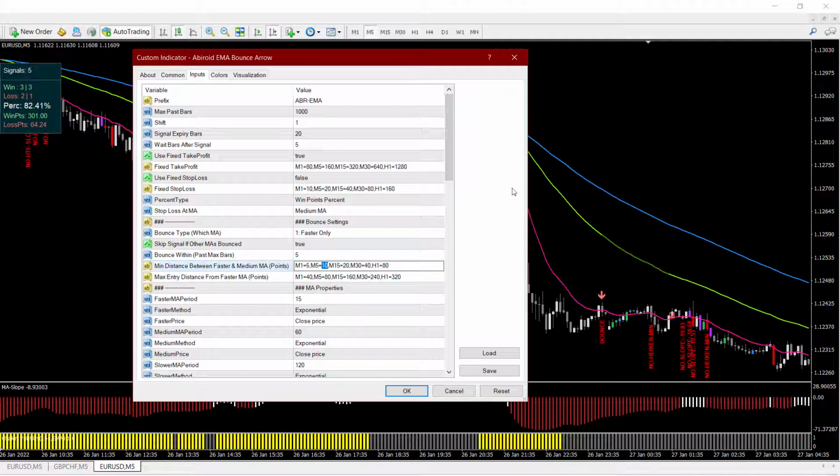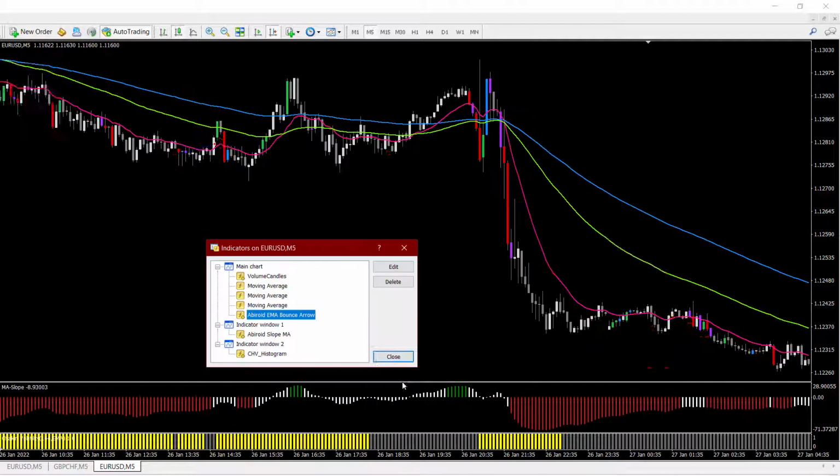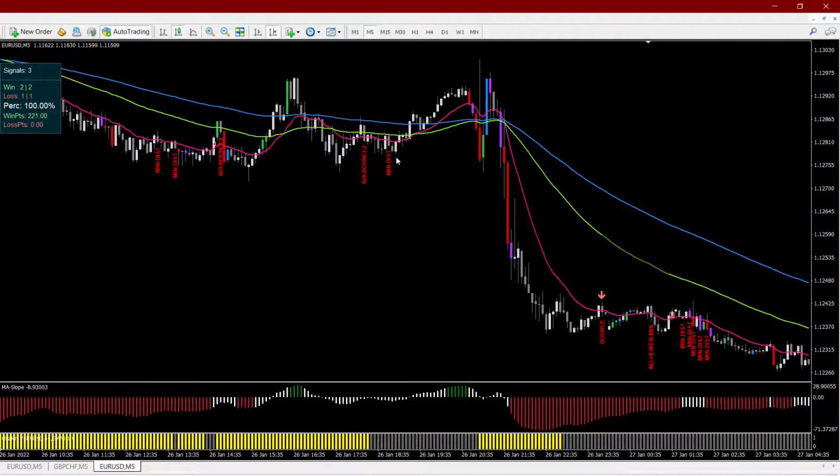So it will check that the moving averages are at least 10 points apart. Let me set this to something like 100, and right here you will see min distance. If you get this particular debug message, it means that this distance is not more than what we set right now, 100 points.